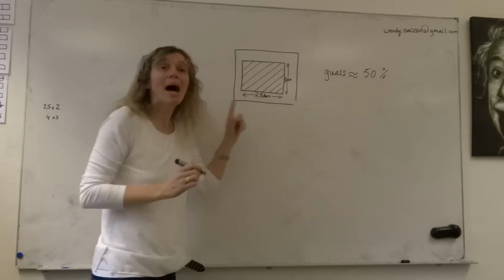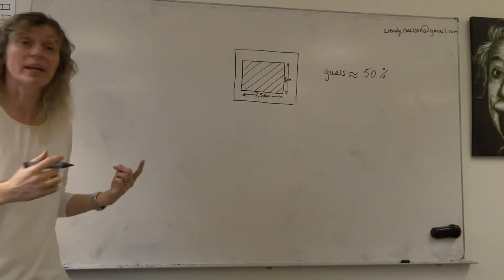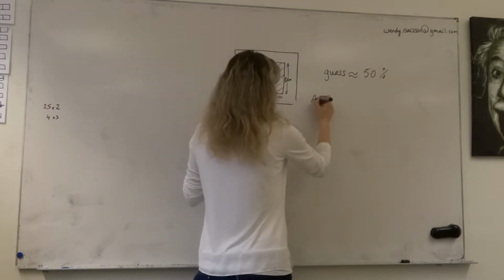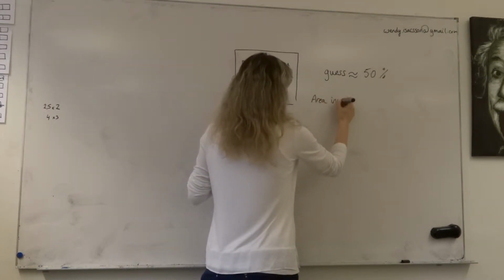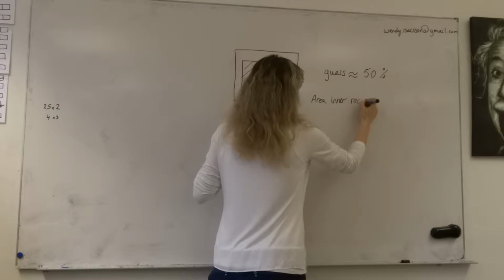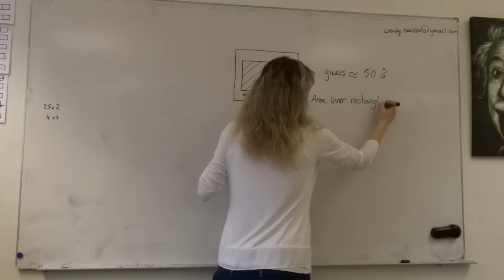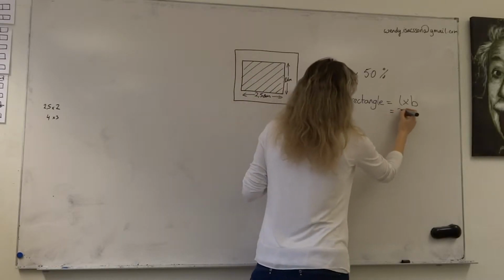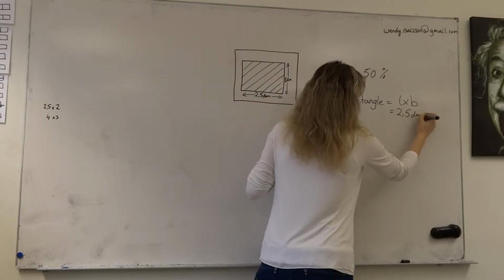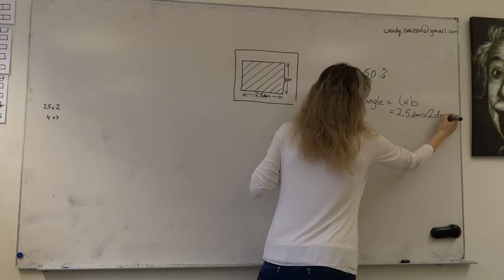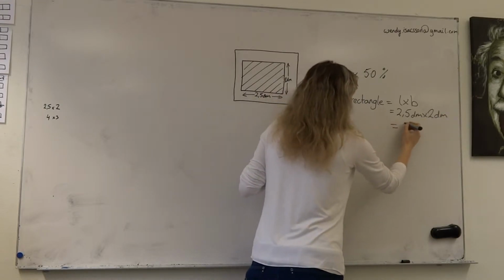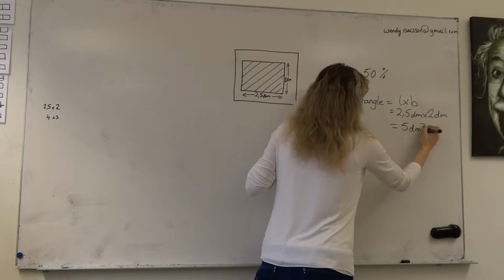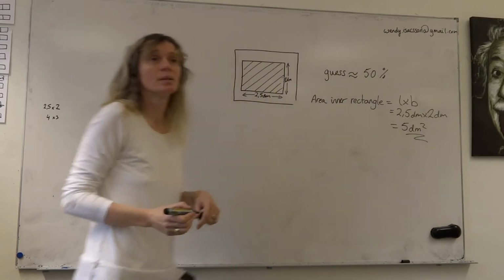Okay. So now I can get a real area for the inner one. The area of the inner rectangle is length times breadth, which is 2.5 decimeters times 2 decimeters. 2 times 2.5 is 5, so the area ends up being 5 decimeters squared.